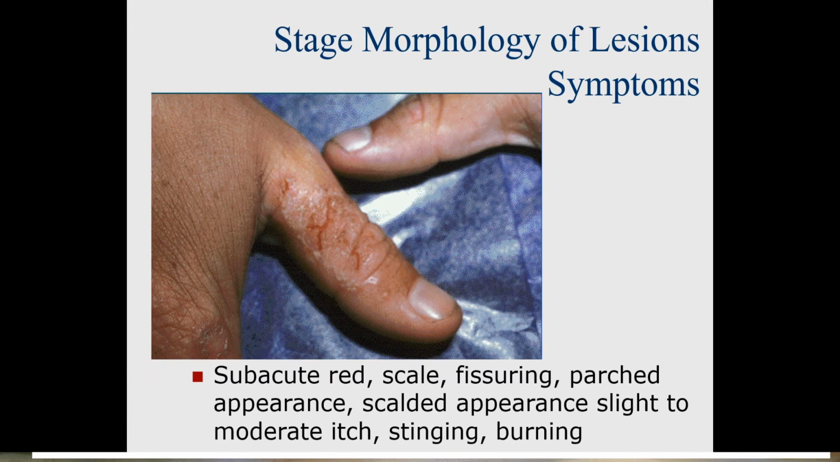Stage, morphology of lesion, symptoms. Subacute process: scale, red, fissuring, patched appearance, scalded appearance, slight to moderate itch, stinging, burning.